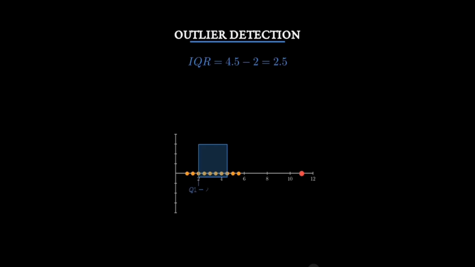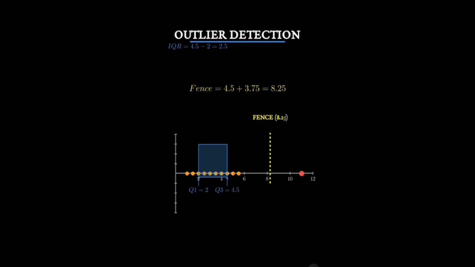Here our first quartile, Q1, is at 2. Our third quartile, Q3, is at 4.5. That makes our IQR exactly 2.5. Now we calculate the fence to find the danger zone. We take Q3 and add 1.5 times the IQR. That's 4.5 plus 3.75, giving us a boundary at 8.25.